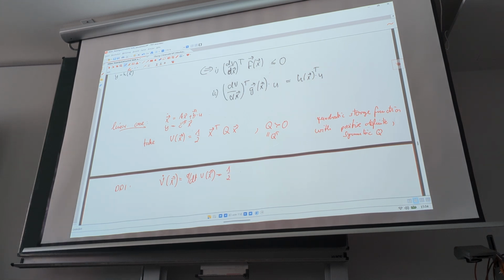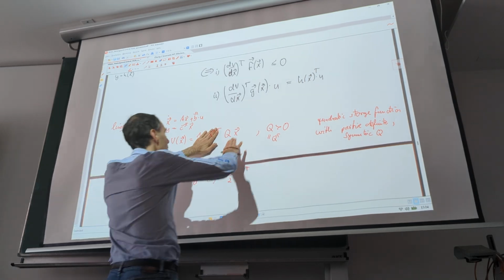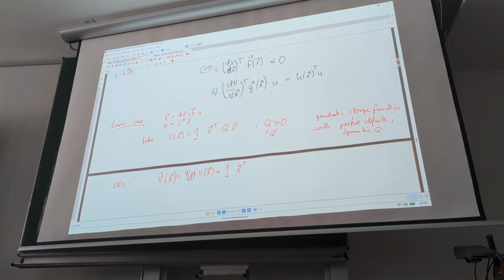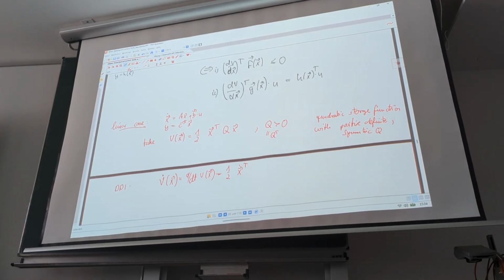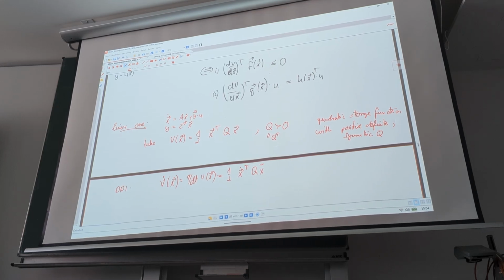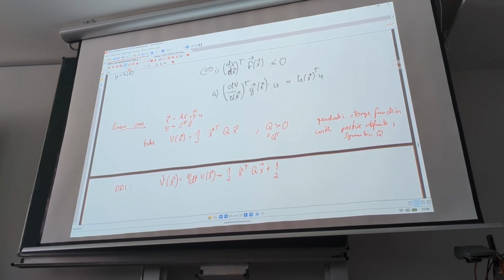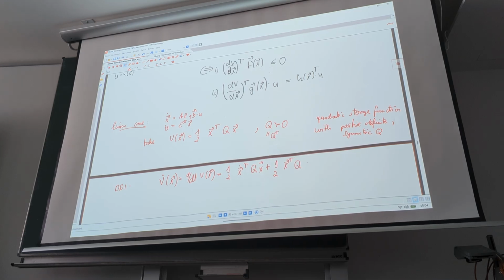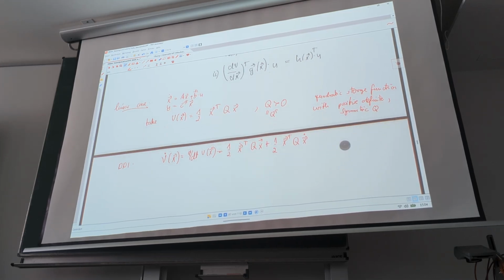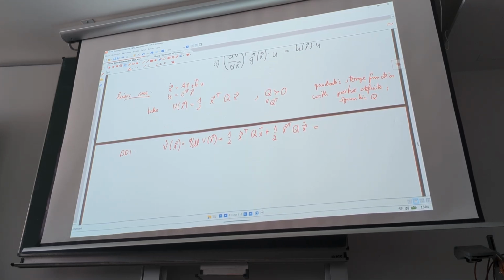I'll go step by step. You could have said, I have to differentiate. So there are two time-dependent quantities here, the x transpose and the x. You are correct, and this will be the result. I can differentiate each one, and I have a product rule: x dot transpose Qx plus x transpose Q x dot. Okay? And now if I plug in, what do we get for the x dot transpose, what do we get there?